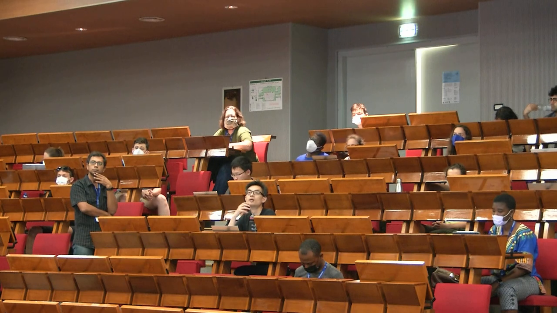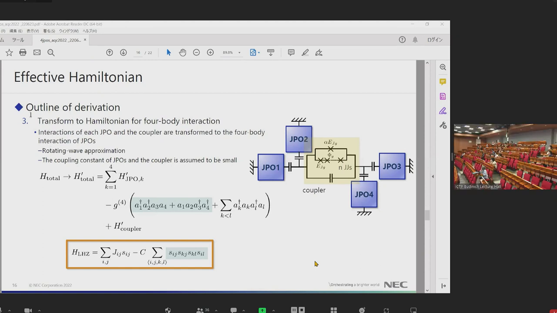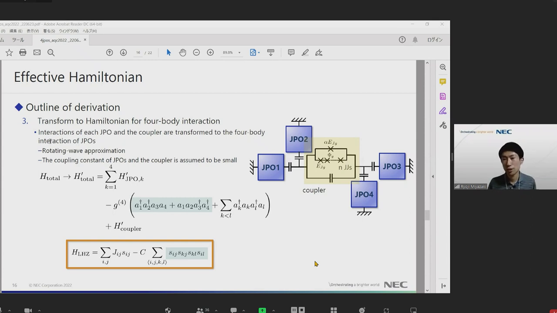Thank you for the question. So you mean this third step, what we did? We used something like a Schrieffer-Wolff transformation. But we are suffering from nonlinear terms. Some terms remain and do not vanish. But we use rotating wave approximations to vanish them and then obtain this one. Sorry, it's a brief explanation. Anyway, this is the answer so far.